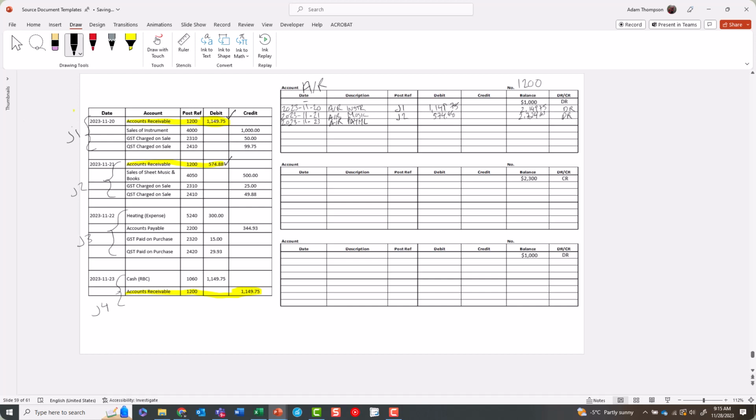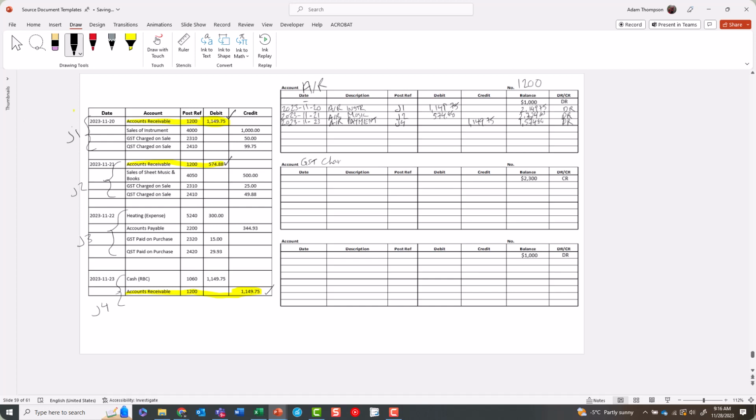And don't forget, accounts receivable wouldn't be tracked this way. Normally we would need to know who paid, how they paid, etc. But for now we're just going to write that it was a payment in accounts receivable. We've credited $1,149.75, and that reduces the balance to $1,574.88. We check off all 3, and then we're going to move to the next account.